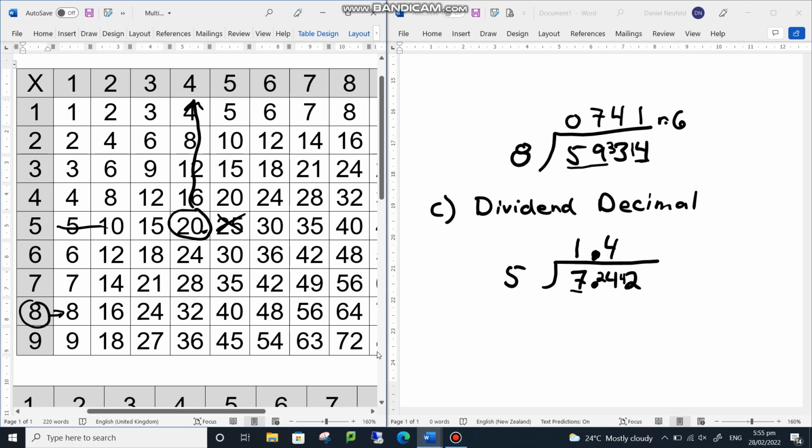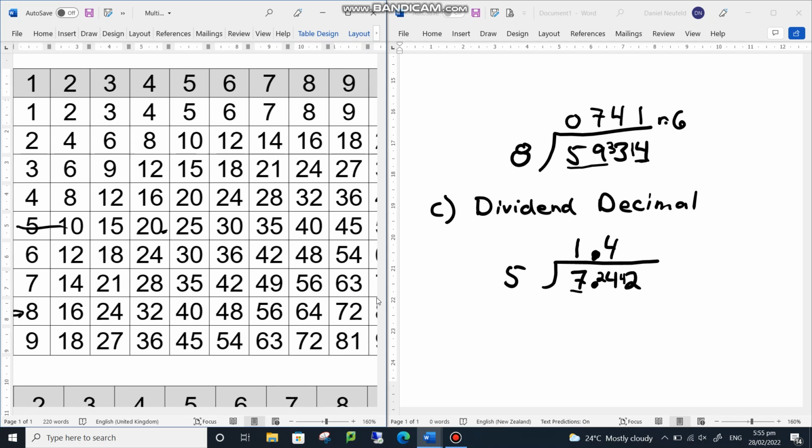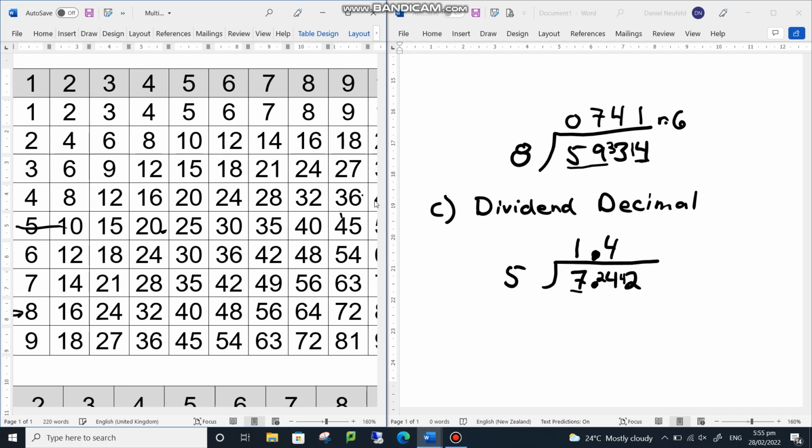Again, looking at it now, I go across. Now we're going to move the grid a little bit. Going across, 45 is too far. So 40 is the answer, which again, looking up, that's an 8. And to find the remainder, well, 42, take away 40. Remainder is 2. Okay, 1.48, remainder 2.